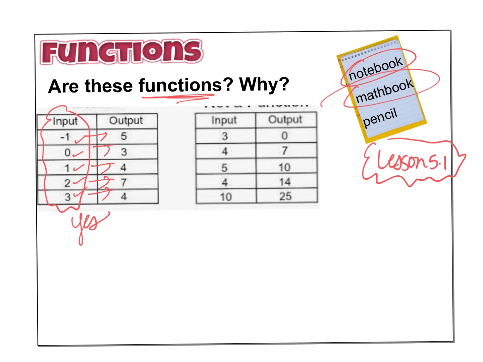Okay, second table, I'm going to look for repeats on the inputs. So the first time I put a 4 in, it looks like I got a 7. The next time I put a 4 in, I got a 14. So this one is not a function because the input 4 has two different outputs. So that's what we learned last week.